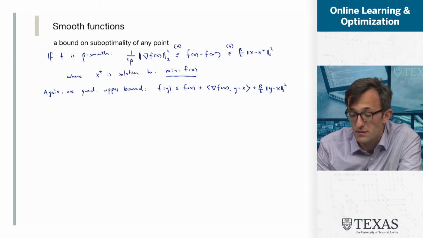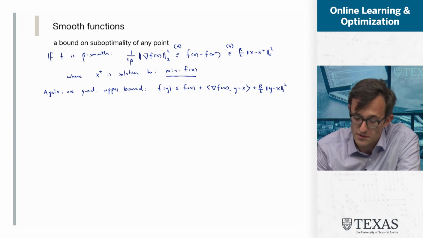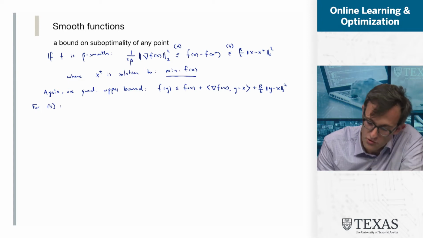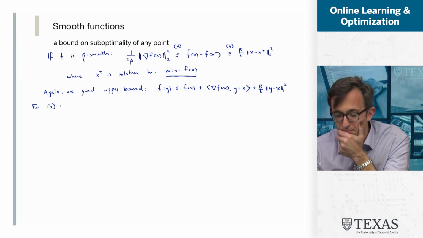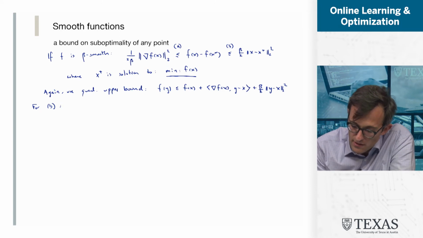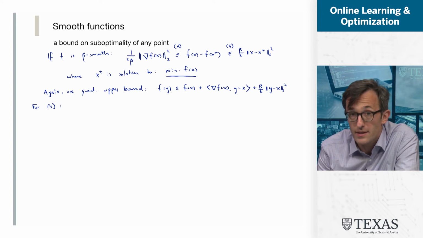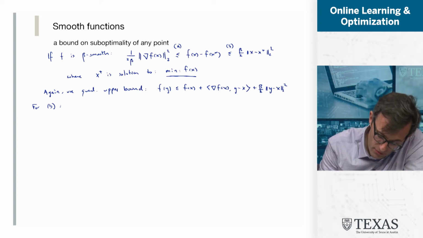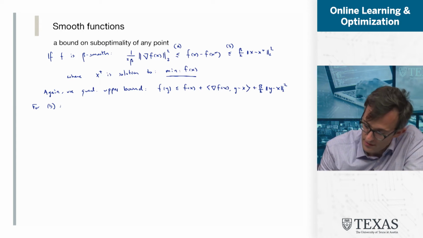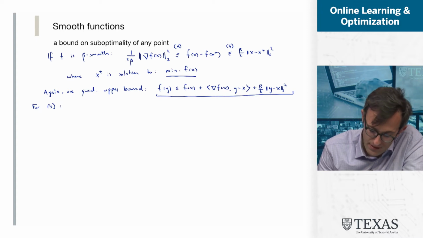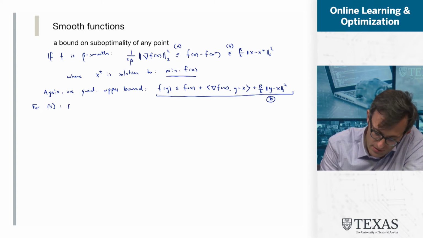In fact, we can see that term b we get immediately from this quadratic upper bound. So for b, let's use our quadratic upper bound. How are we going to use it? Well, we need an upper bound on f of x minus f of x star. So we're going to apply this quadratic upper bound with y equals x and x equals x star. So let me, since we'll be referring to this all the time, let's call it star.